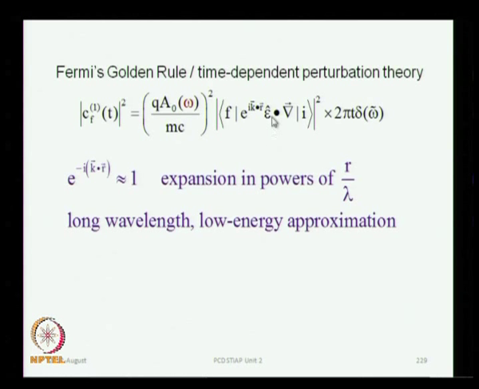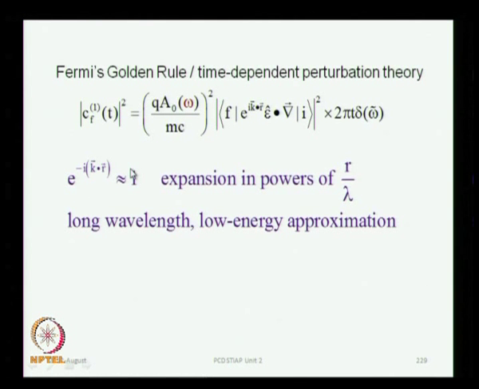and you can expand this e to the i k dot r in powers of r over lambda, lambda being the de Broglie wavelength of the electron, okay, and lambda is large compared to r, compared to the atomic size. So you have what is called a long wavelength approximation, which is equivalently a low energy approximation, and when you expand in powers of r over lambda, the first low energy approximation is what you get when you set e to the i k dot r equal to 1, okay, take the leading term.